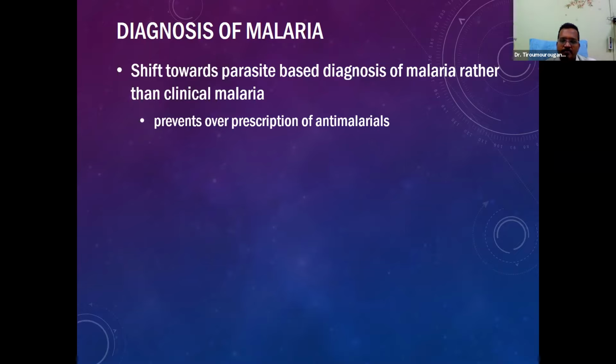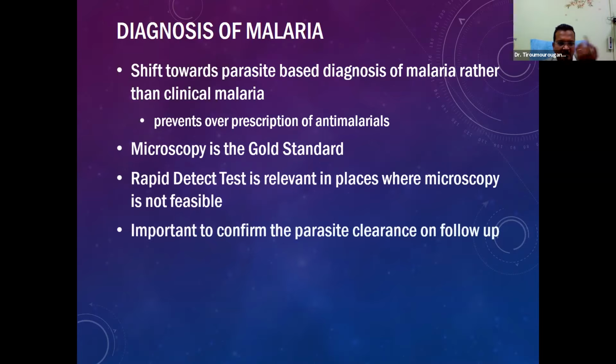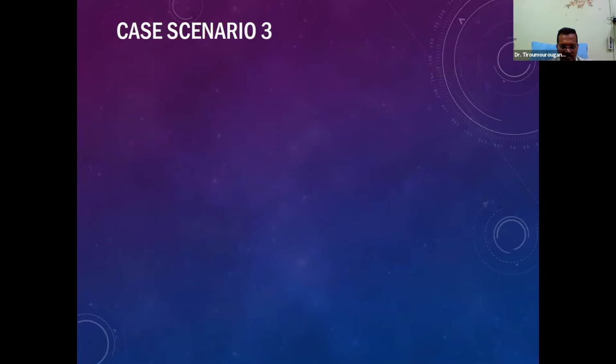Given the amount of widespread resistance to anti-malarials, they have definitely said there is a clear-cut role for rapid diagnostic tests in the diagnosis of malaria, particularly in countries which have got a high prevalence. But that does not mean we forget our microscopy, which is actually the peripheral smear, which is actually the gold standard. Okay. But in places where microscopy is not feasible, it is definitely useful. And to confirm the parasitic clearance on follow-up, we could use these rapid diagnostic tests with the LDH.